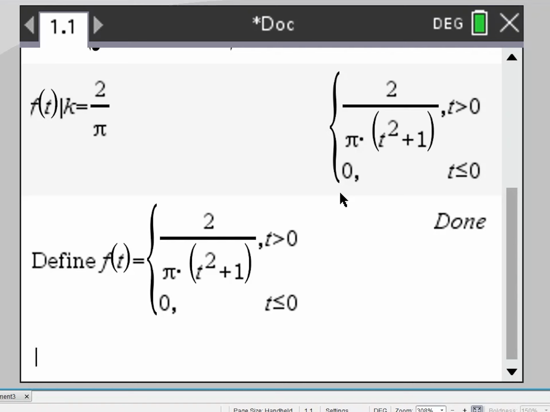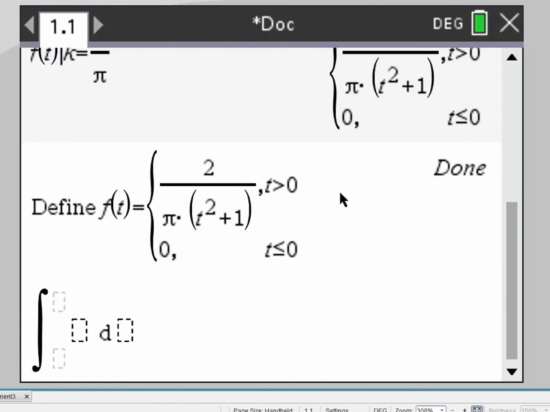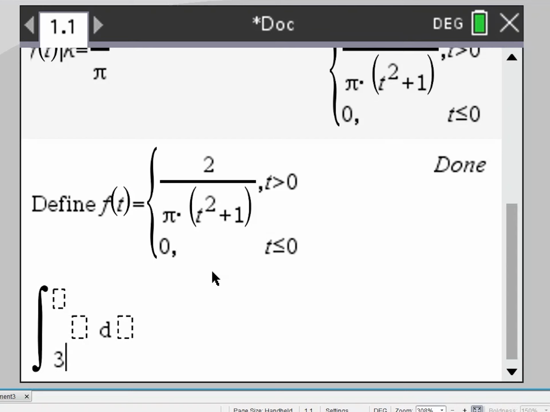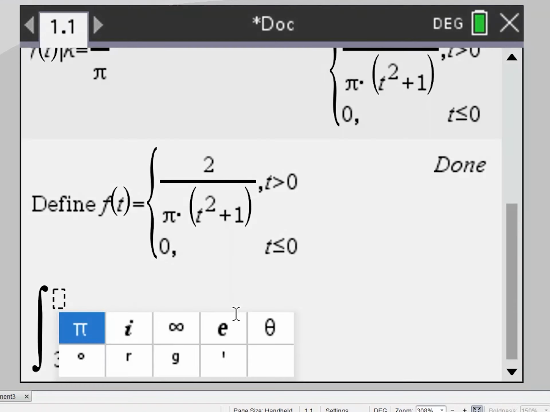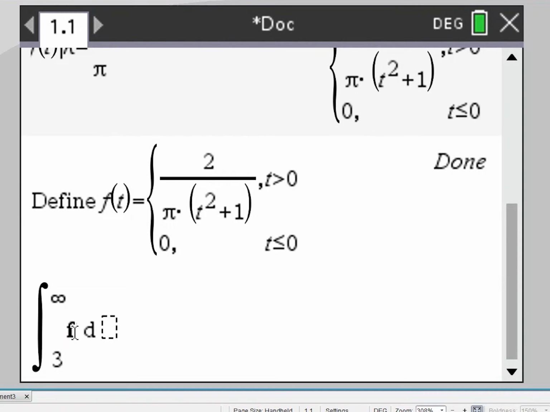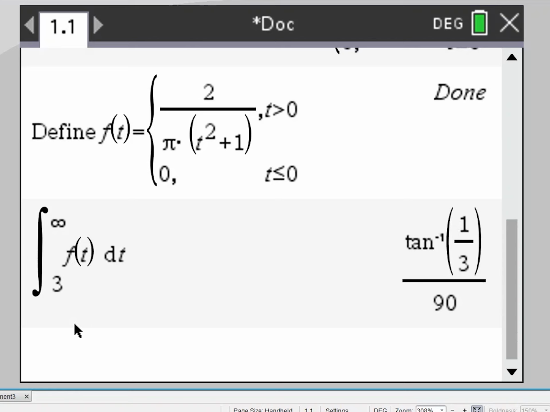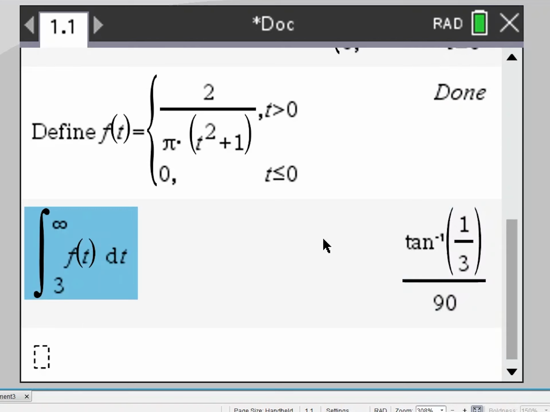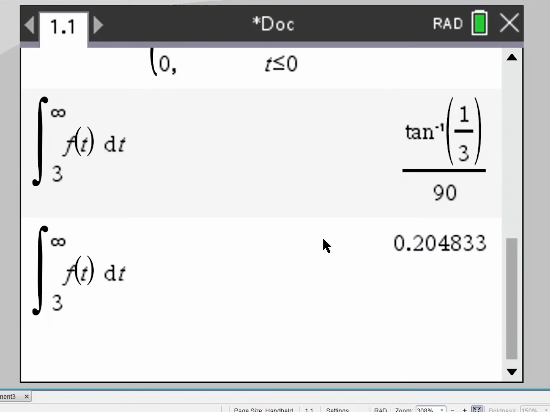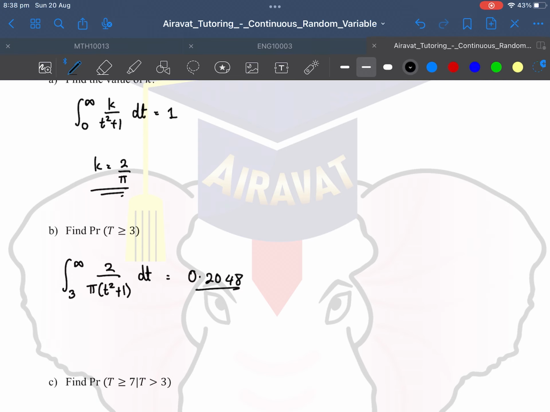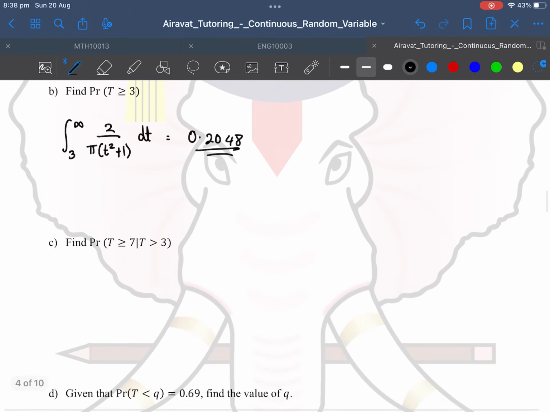Alright, so let's now find the probability that t is going to be greater than or equal to 3. So what you do is press menu 4 3, our lower terminal is going to be 3 and upper terminal is going to be infinity, like so. F of t dt, now press enter. Well, first of all, let me just change it to radian. Now, we don't want an exact value, we want a decimal value, so press control enter and it will give you the probability. 0.2048, right?